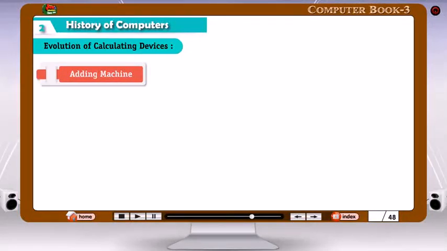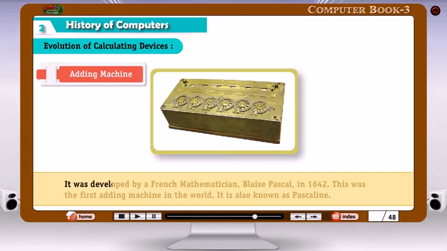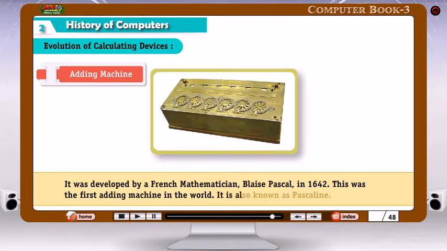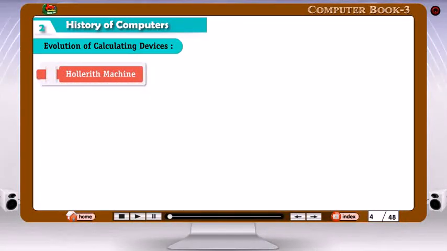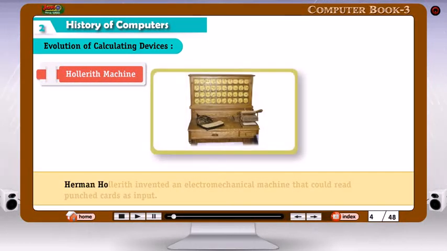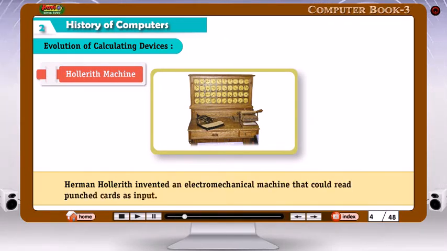Adding machine. It was developed by a French mathematician, Blaise Pascal, in 1642. This was the first adding machine in the world. It is also known as Pascaline. Hollerith machine. Hermann Hollerith invented an electromechanical machine that could read punched card as input.